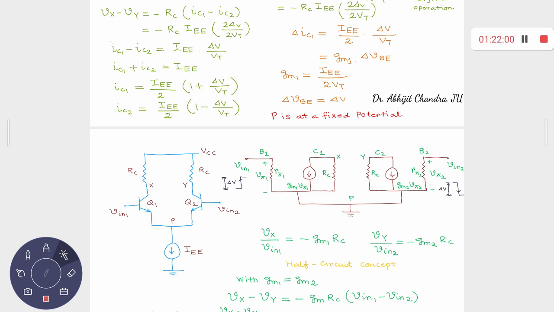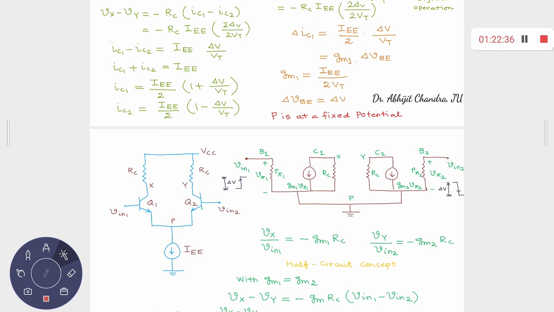Now you draw the small signal model for this particular transistor. Pi model: base 1, emitter 1, collector 1. Base 1 to emitter 1, you have R pi 1. Collector 1 to emitter 1, you have gm1 V pi 1. And collector 1 to AC ground, you have RC. Emitter 1 is held at point P, which is AC ground, so I can connect it over here.